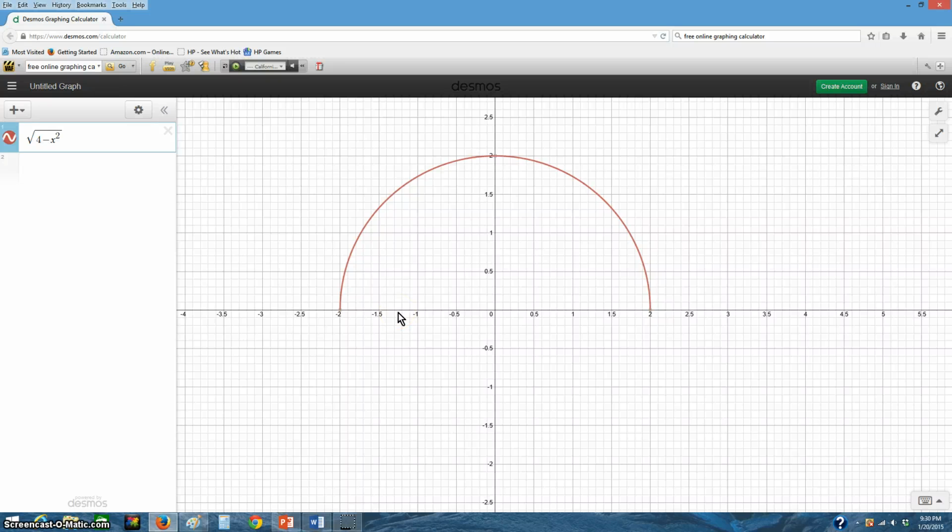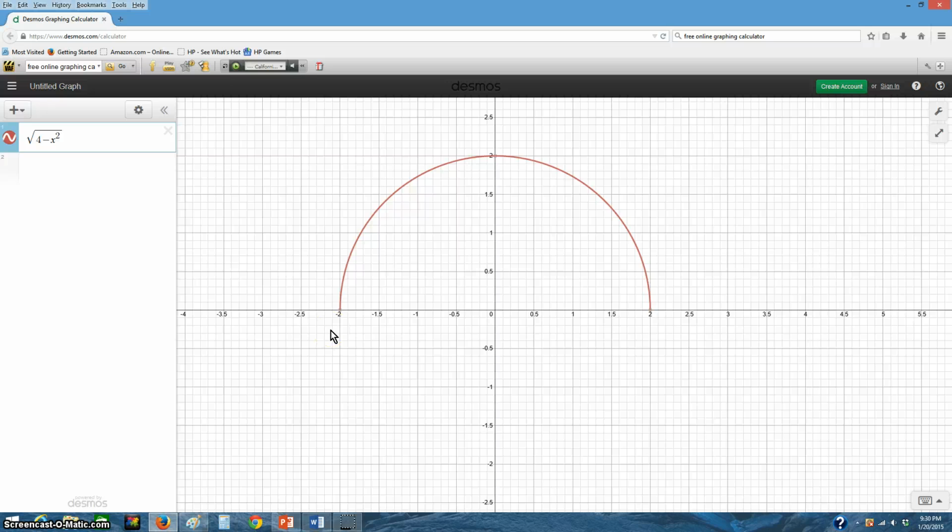Let me go over the graph of the square root of 4 minus x squared. Now, if you were to type this into the y equals graphing part of your calculator, you would get some kind of shape like this. And later on down the road, you should be able to tell me just by looking at the equation that it is basically just half of a circle.